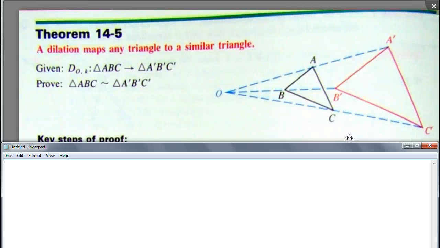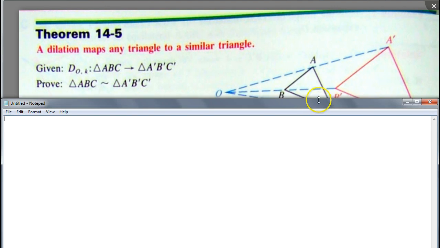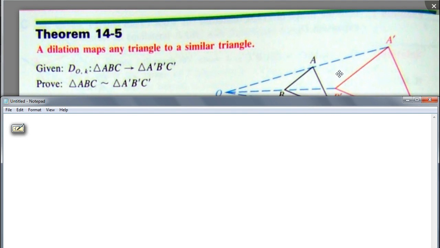Now, to show that the two triangles, ABC and A prime, B prime, C prime are similar, what do you think we're going to need to show? The corresponding sides are in proportion, then you'll be done. So if I could show that the three corresponding sides are in proportion, I'll be done. So is there a way to show, let's just look at AB and A prime, B prime. Is there a way to show that these two sides are in proportion? Oh, couple of people see it? Yeah, is there a way to show that AB is in proportion to A prime, B prime?